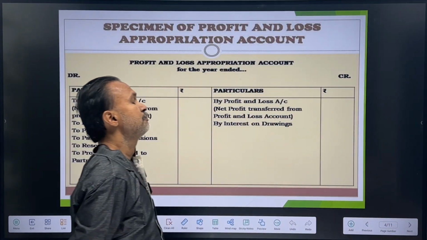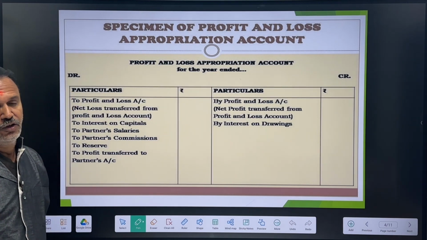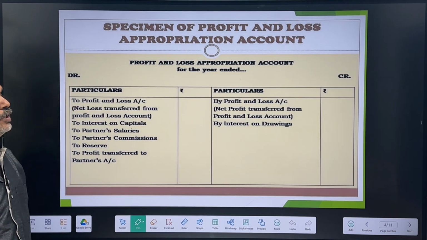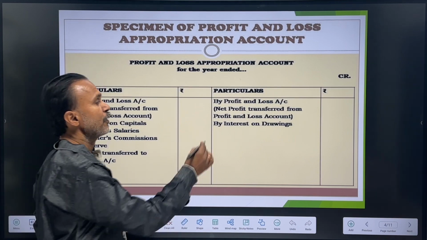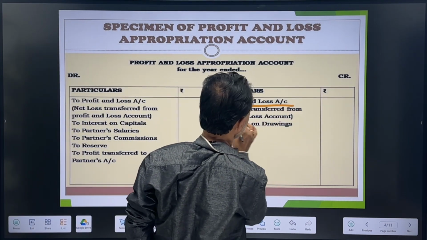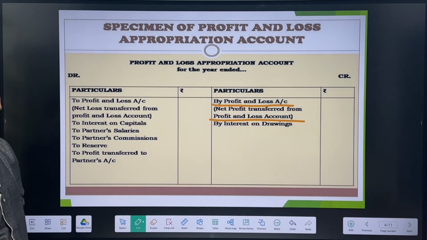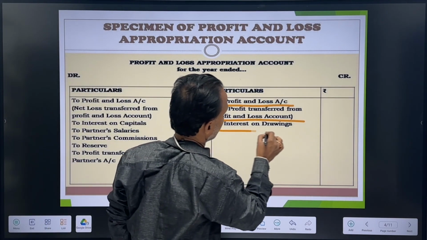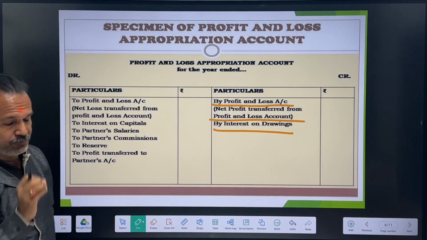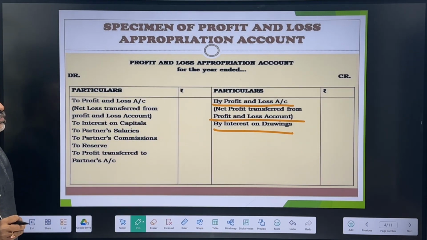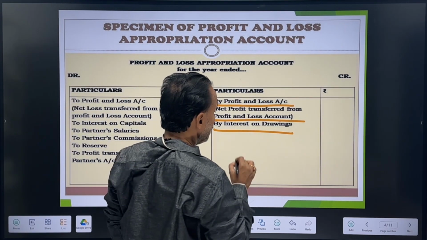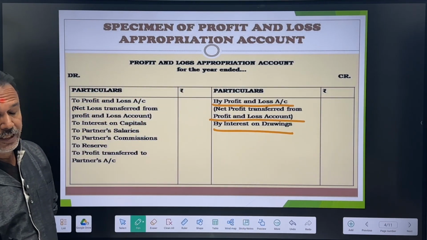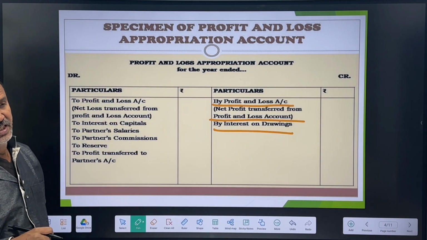First, the profit and loss appropriation account always starts with by profit and loss. This is the net profit transferred from the profit and loss account. Then next, by interest on drawings. These two items, first the net profit shown by the profit and loss account, and second interest on drawings, are shown on the credit side of the P&L appropriation account.